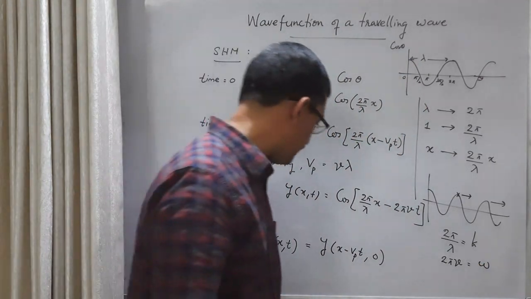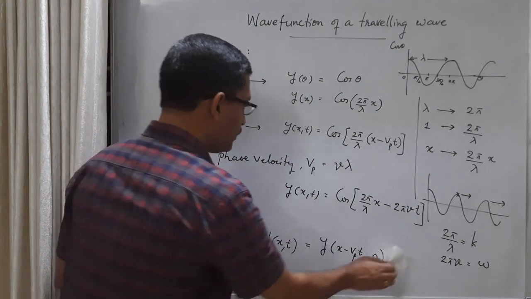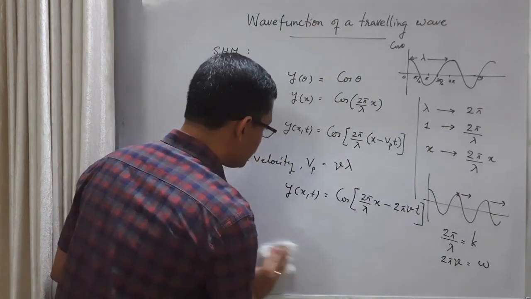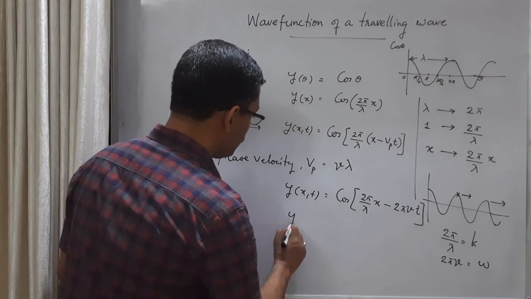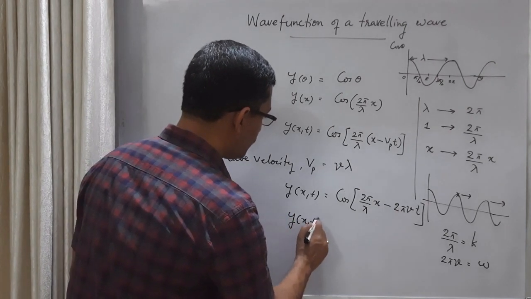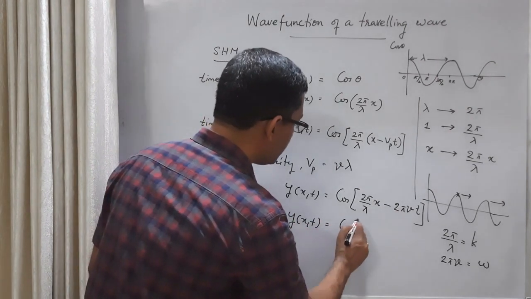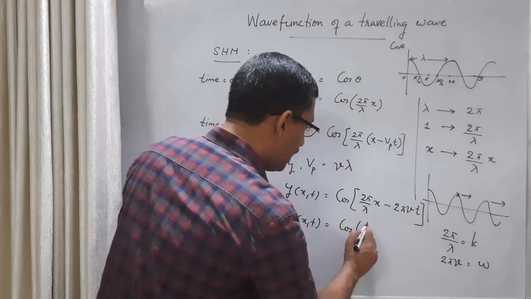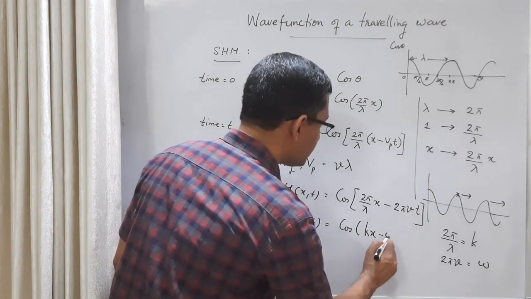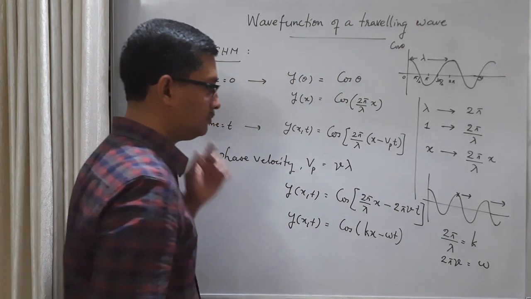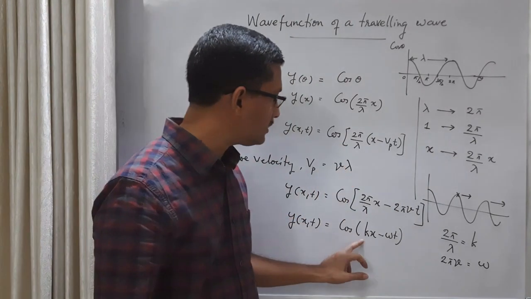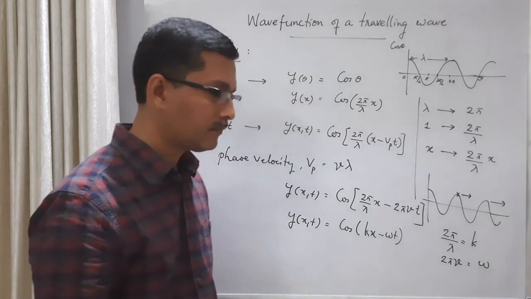So if I rewrite this expression in terms of k and omega, okay, the wave function of a simple harmonic wave traveling in the positive x direction, I can write as cos kx minus omega t. 2 pi by lambda is k, 2 pi nu is omega.